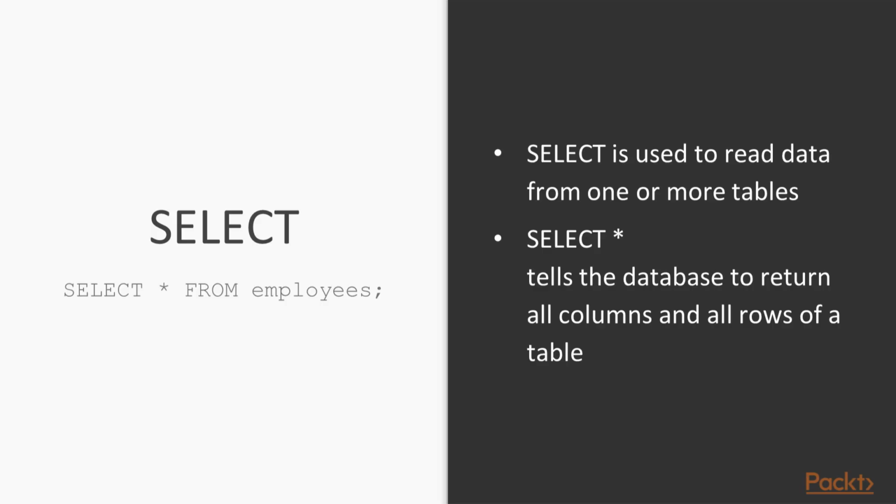To query data from our database, we use the select command. The select command is one of the most common and most powerful commands in SQL. The simplest select command looks like this: select star from employees. This command tells the database to select all columns from the table employees. Resulting from this, you will receive all rows from this table.